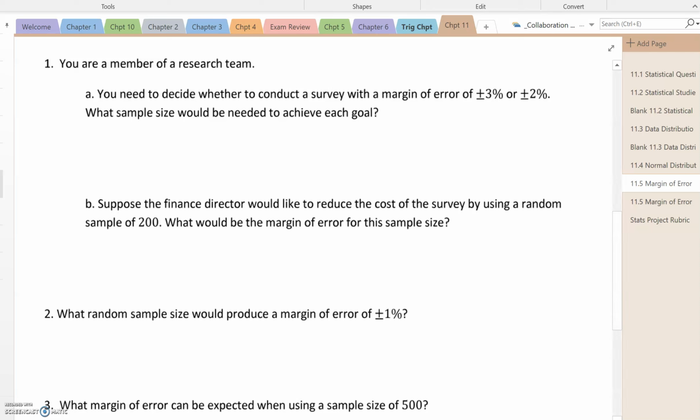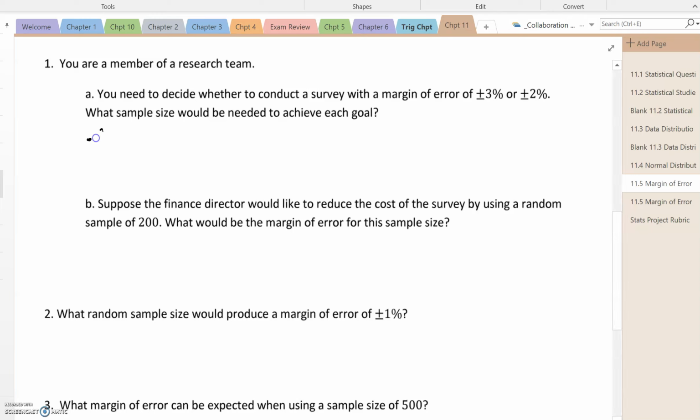Okay, let's look at some example problems here. So problem number 1, you are a member of a research team. You need to decide whether to conduct a survey with a margin of error of plus or minus 3% or 2%. What sample size would be needed to achieve each goal? So let's say you wanted a margin of error of 3%.